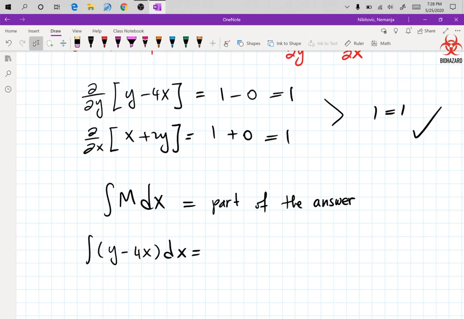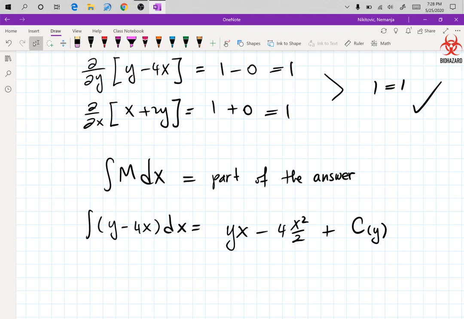Now again, y is a constant. If I am differentiating or integrating with respect to x, then y is a constant. So the integral of a constant y is just going to be yx. Okay, so that's yx. And then we have minus 4x squared over 2. And here is something new, plus C of y.